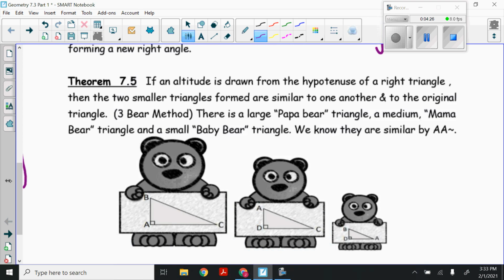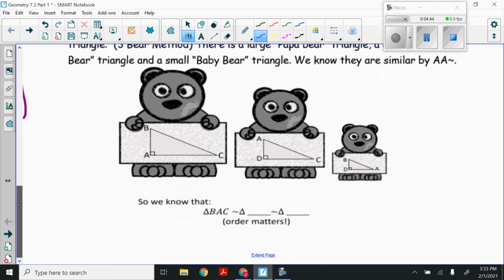So it tells us that there is a large, or we're going to call it a Papa Bear triangle, a medium, a Mama Bear triangle, and a small Baby Bear triangle. We know they are similar by AA similarity. So we're going to call this the 3-bear method. And so notice that our 3 bears, we have Papa Bear, Mama Bear, and Baby Bear, and they're all holding those triangles that we just drew up there, BAC, ADC, and BDA. So we can say that triangle BAC is similar to triangle ADC, which is similar to triangle BDA. Again, notice it tells you that order matters. Just like always, the order matters, okay?